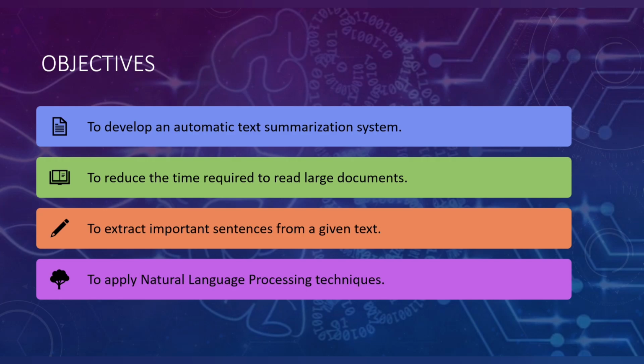So here is the objective part. The objective of this project is to develop an automatic text summarization system. This system aims to reduce the time required to read large documents. It focuses on identifying and extracting the most important sentences from the text. To achieve this, we use various natural language processing techniques.